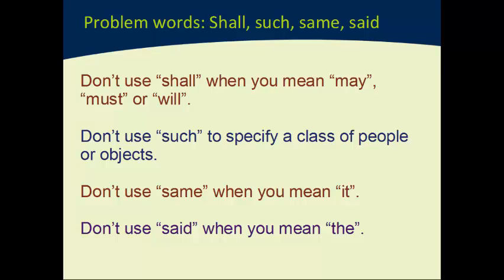Next one is the word such. Using the word such to specify a class of people or a class of objects is apt to give confusion. I've given an example in the notes there where you say some vehicles are no longer roadworthy, such vehicles should not be on the road. What you really mean is those. So we could rewrite the sentence to say some vehicles are no longer roadworthy, those vehicles should not be on the road. A much clearer sentence.